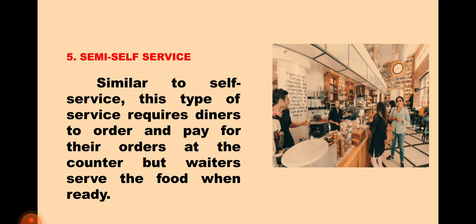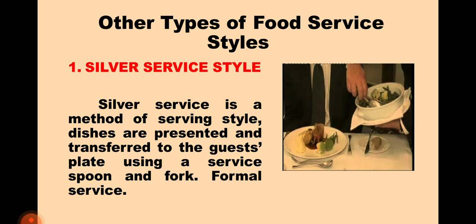So there are other types of food service styles. First is the silver service style. Silver service is a method of serving where dishes are presented and transferred to the guest's plate using a service spoon and fork. It is a formal way of serving. So it is a formal service.